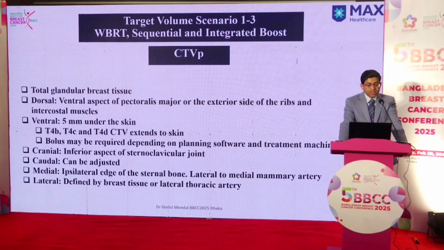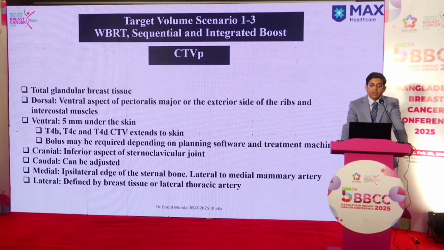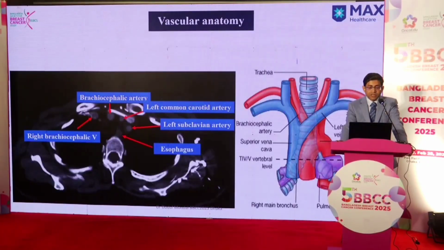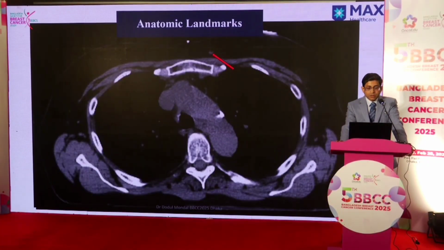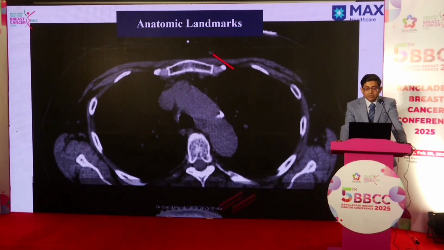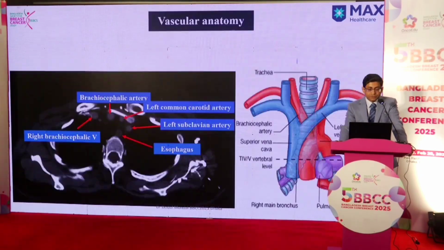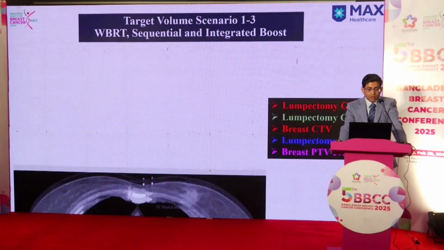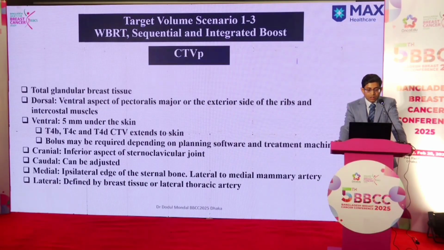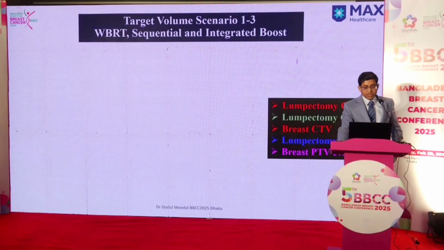The medial border of the CTV will be the ipsilateral edge of the sternal bone. That is why I said that you should understand what the medial border of the sternal bone is. And when you are in confusion, the medial mammary artery, which I showed here, can guide you. So our CTV will be lateral to this medial mammary artery, and whenever required, medial to the lateral thoracic artery, as I showed you. So the lateral border is defined by breast tissue or the lateral thoracic artery.